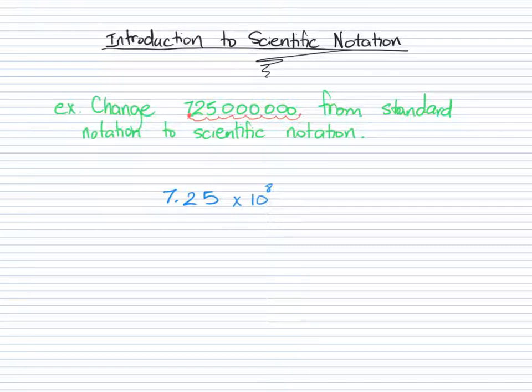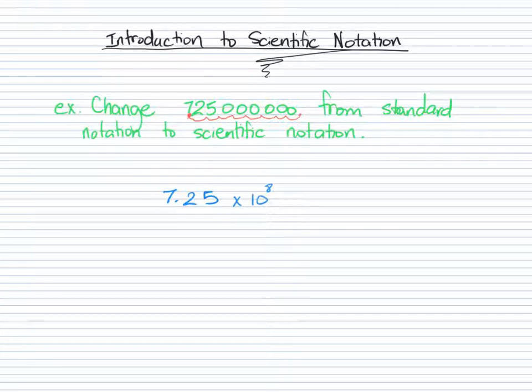So again, just to recap, we looked at this really large number. We wanted a number between 1 and 10. So we figured out how many times it would take us to move that decimal point over to get a number between 1 and 10, and we got 7.25 when we moved the decimal point 8 places. Feels a little uncomfortable at first, but totally allowed.